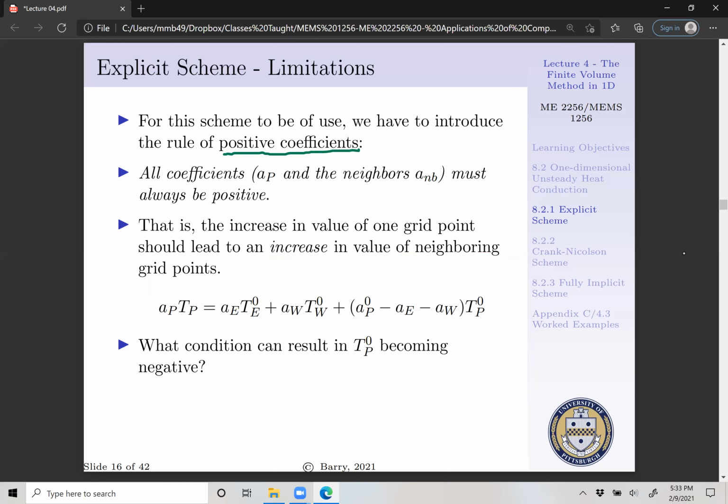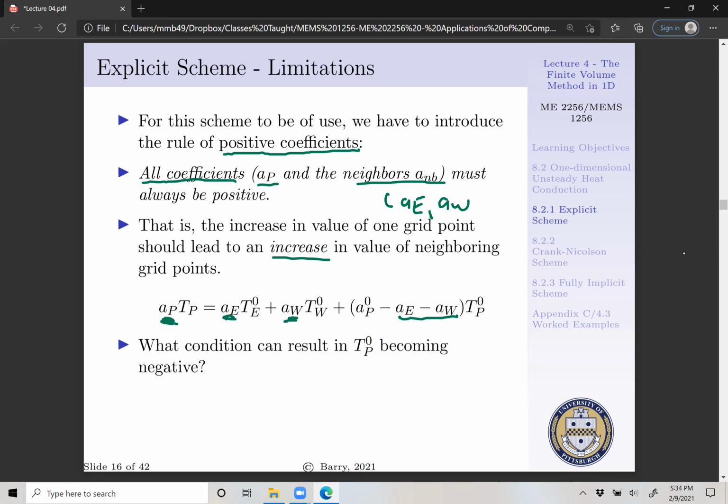Now, the rule of positive coefficients states that all coefficients, AP and the neighbors, which is A east and A west, must always be positive. And we talked about this earlier, right? They all have to be the same sign, but what we're going to do here is say they're all going to be positive. So if we have an increase in any of our conserved quantity at any node, we need to see it increase that of our neighbors. Now, this is tremendously important, right? So if we want AP to be positive, we're going to assume A east and A west are going to be positive.